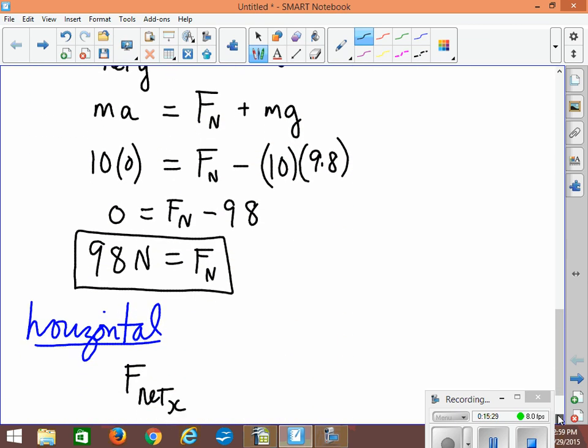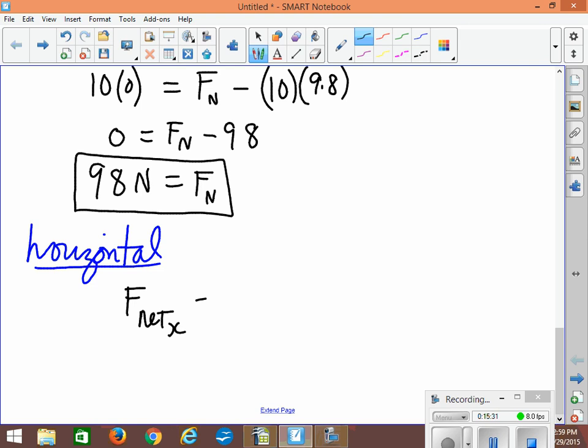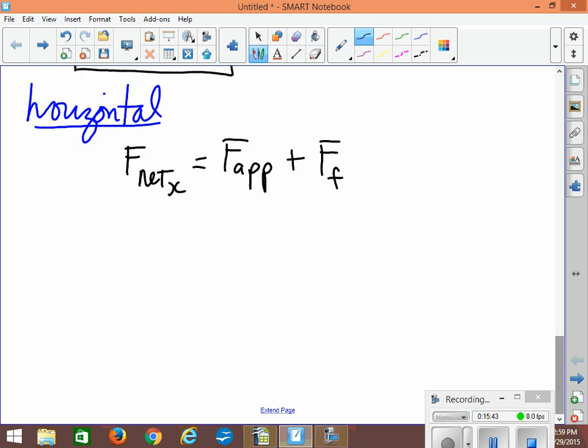So we write those in. F net x equals F applied plus the force of friction. And it really doesn't matter which one you put first. If you want to write the force of friction plus F applied, you can do that too. Now, we do the same thing as we did before. F net is still ma. But this represents sideways acceleration now. And F applied, I don't know what it is. The question asked me to find it.